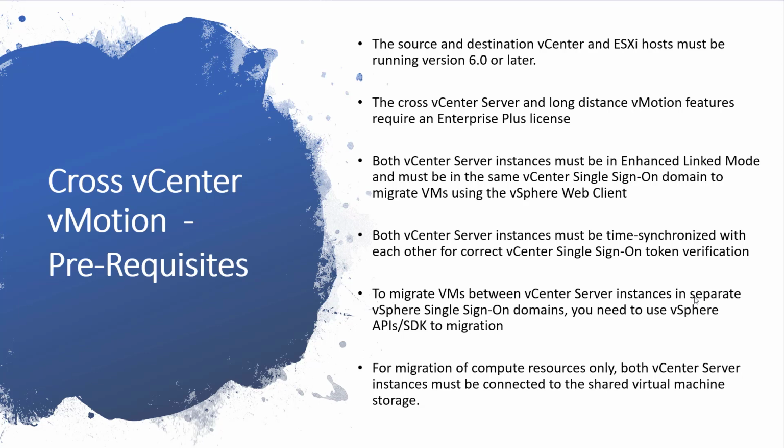Before we get started and go to a live demo of migrating the virtual machine, let's talk about the prerequisites for cross vCenter vMotion to work. The first one: cross vCenter vMotion was introduced in vSphere 6.0, so the source and destination vCenter server and ESXi host must be running version 6.0 or later. The next requirement: the cross vCenter and long distance vMotion feature requires an Enterprise Plus license for your vSphere. Otherwise, cross vCenter vMotion will not work.